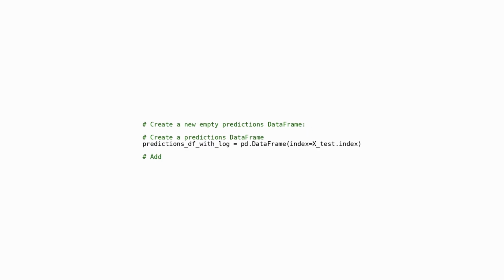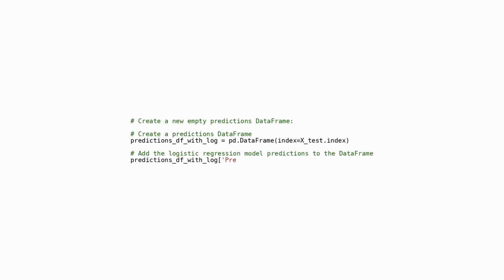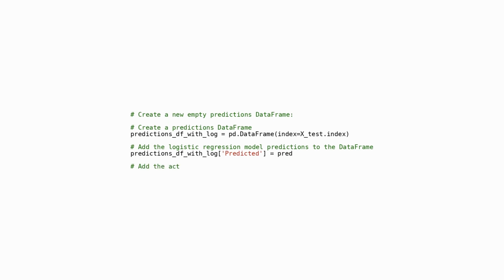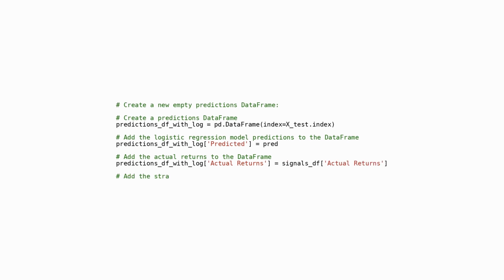This code snippet is designed to create and manipulate a pandas data frame which serves to compare predictions from a logistic regression model with actual results and calculate the returns of a certain strategy based on those predictions. Firstly, an empty data frame named predictions_df_with_log is created with the same index as x_test, which presumably contains test features for the model. Next, a column named predicted is added to this data frame storing predictions from a logistic regression model, with variable pred presumably containing these predictions.